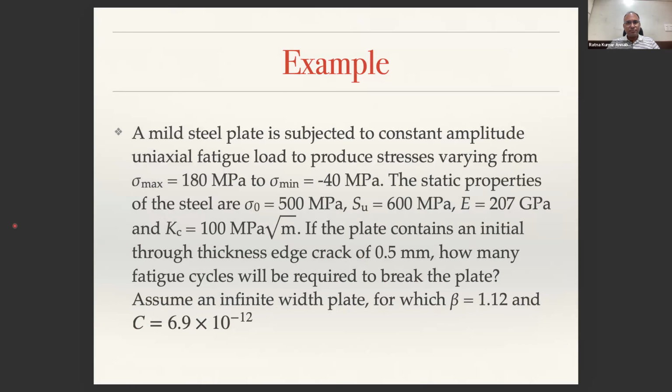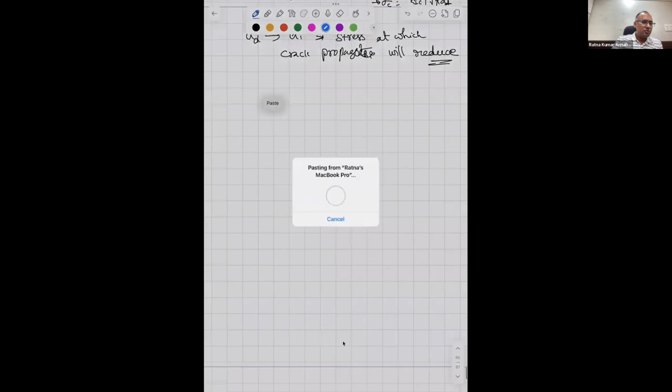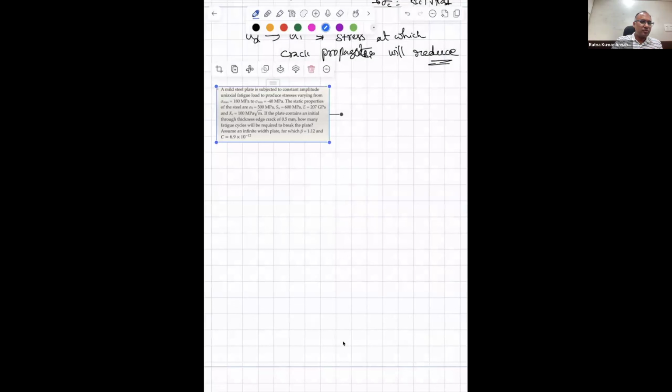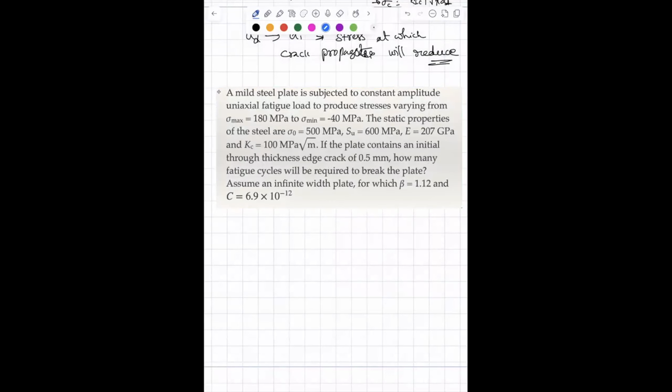So let us get started. How do we go about solving this problem? I will just copy the problem here so that you can read the screen now. Yes, sir. So now let us look at how do you go about solving this problem. What is it that we need to find out? The question is, how many fatigue cycles will be required to break the plate?